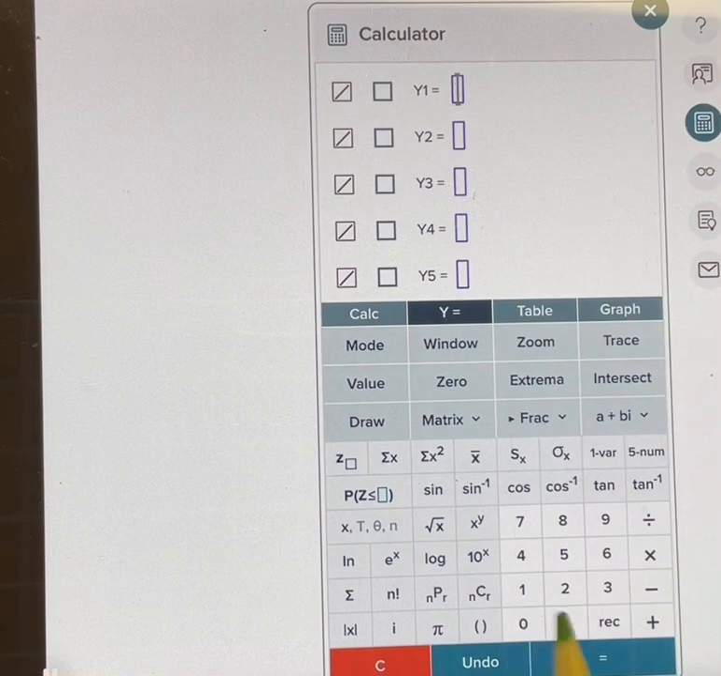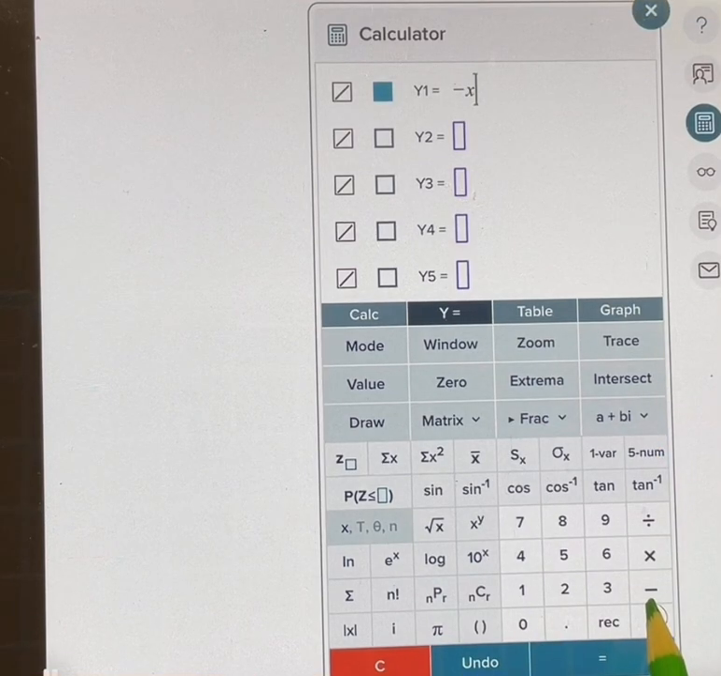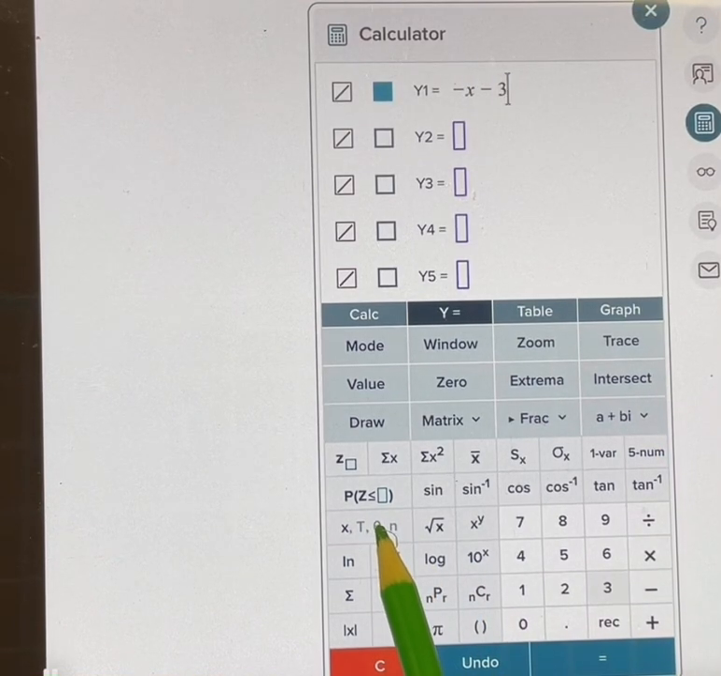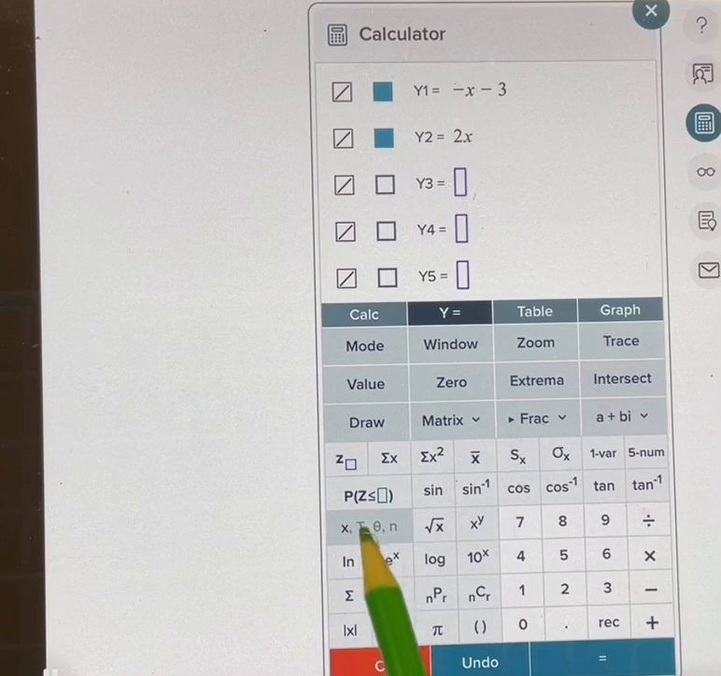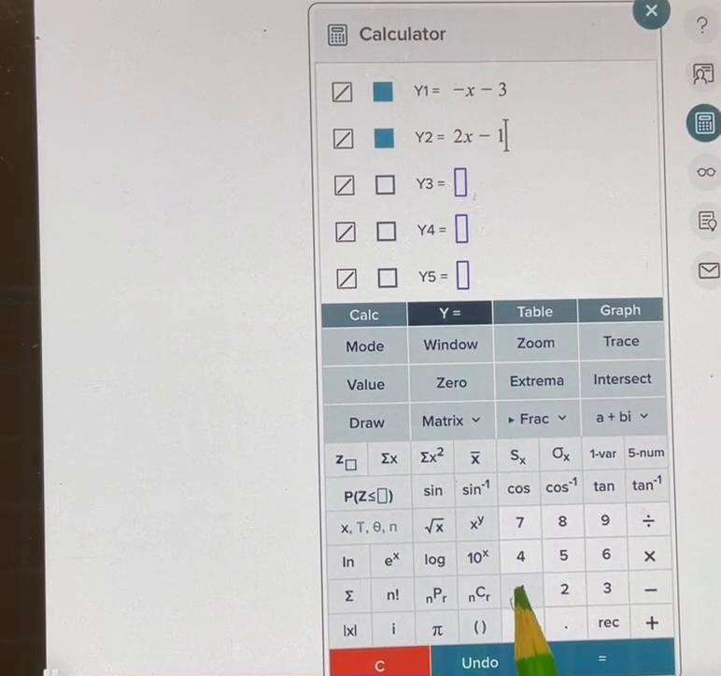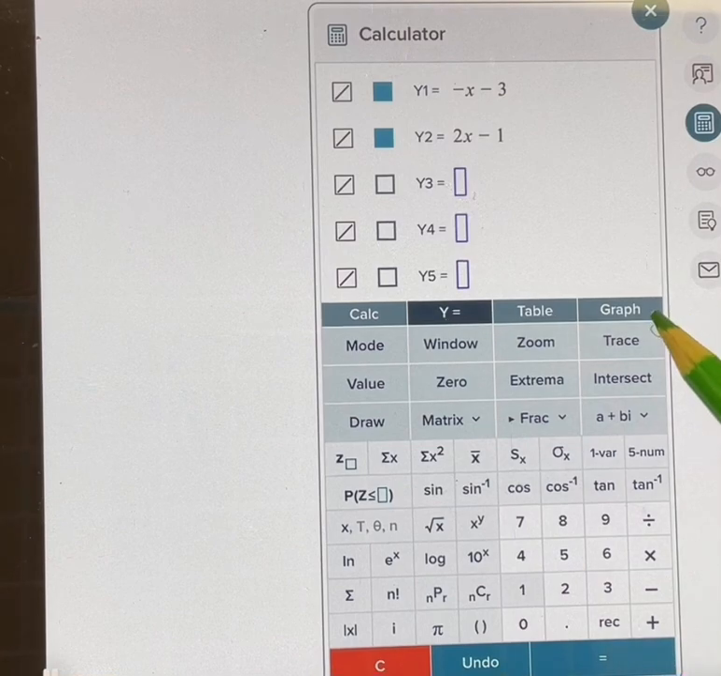So I begin typing in my equation, negative x. Now right there, that's where your variable is. So we have our 2, and then again, right there, that's the x button. Once you have your equations entered in, you want to hit graph.